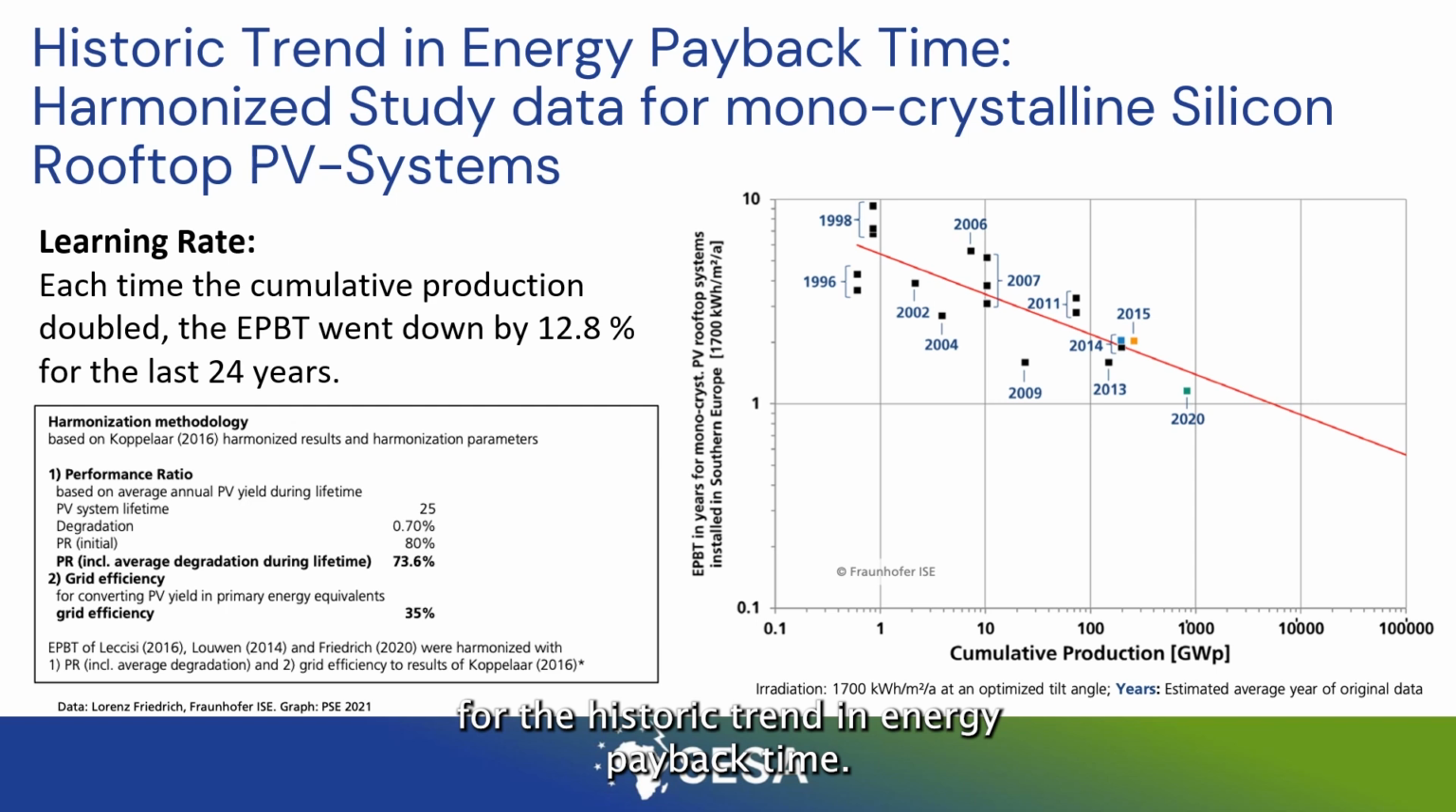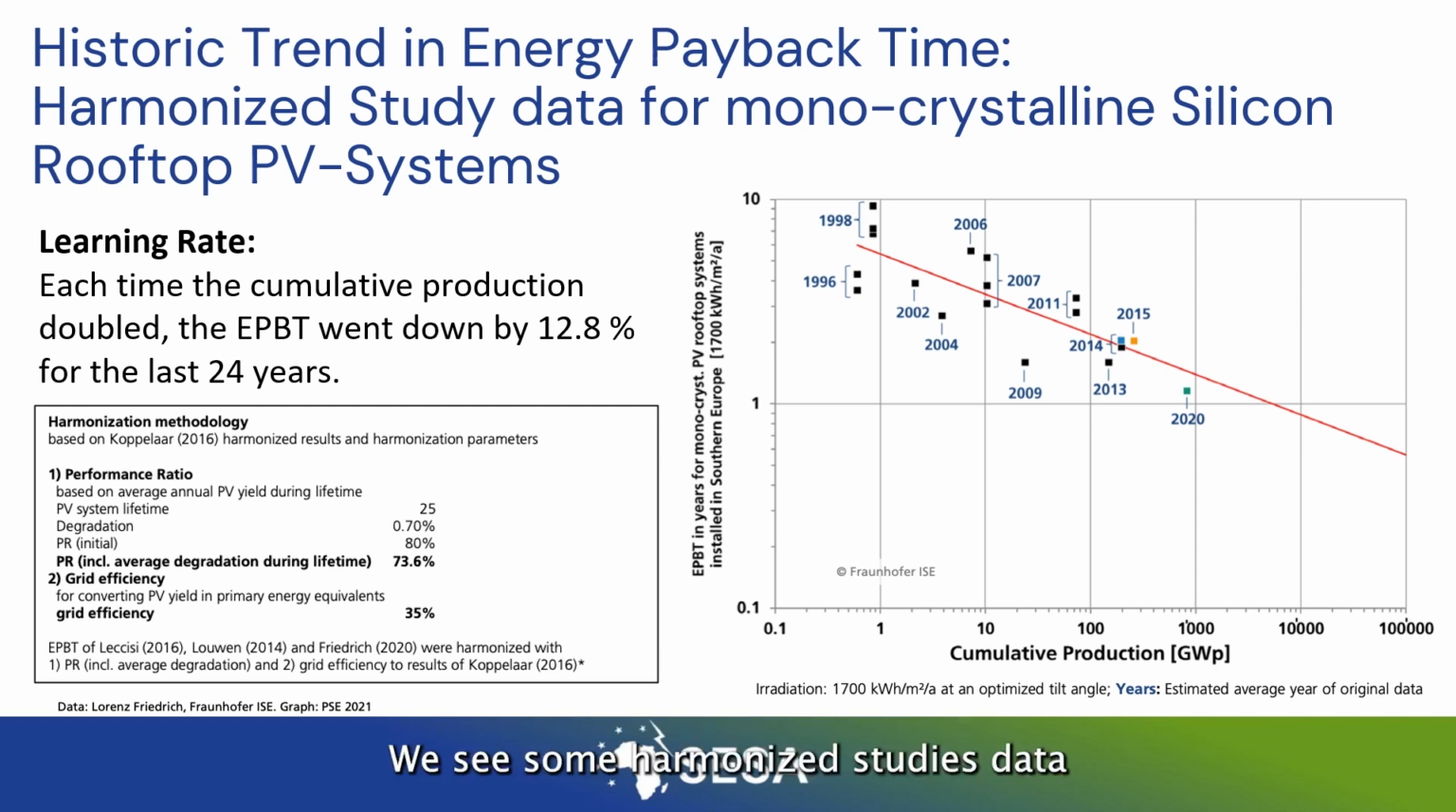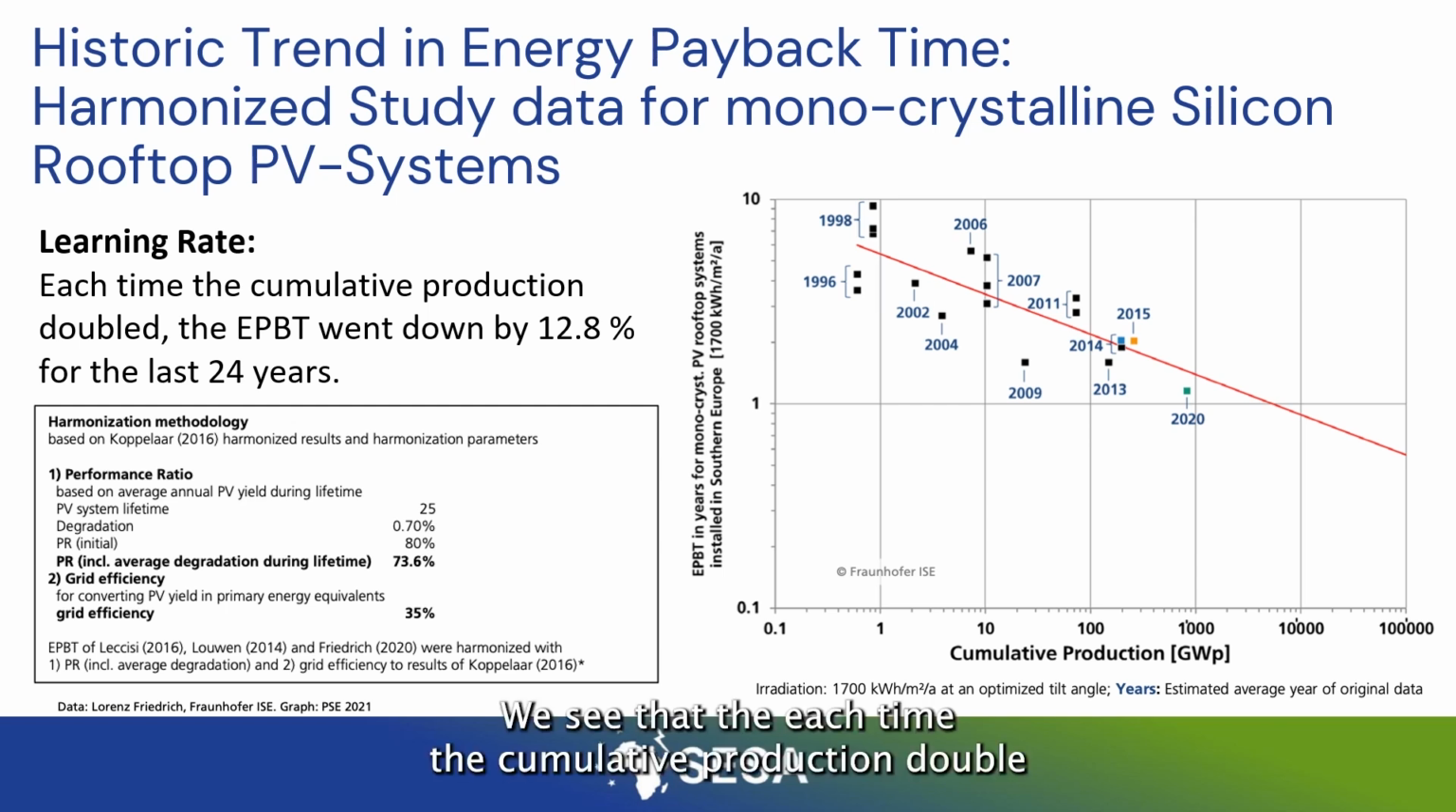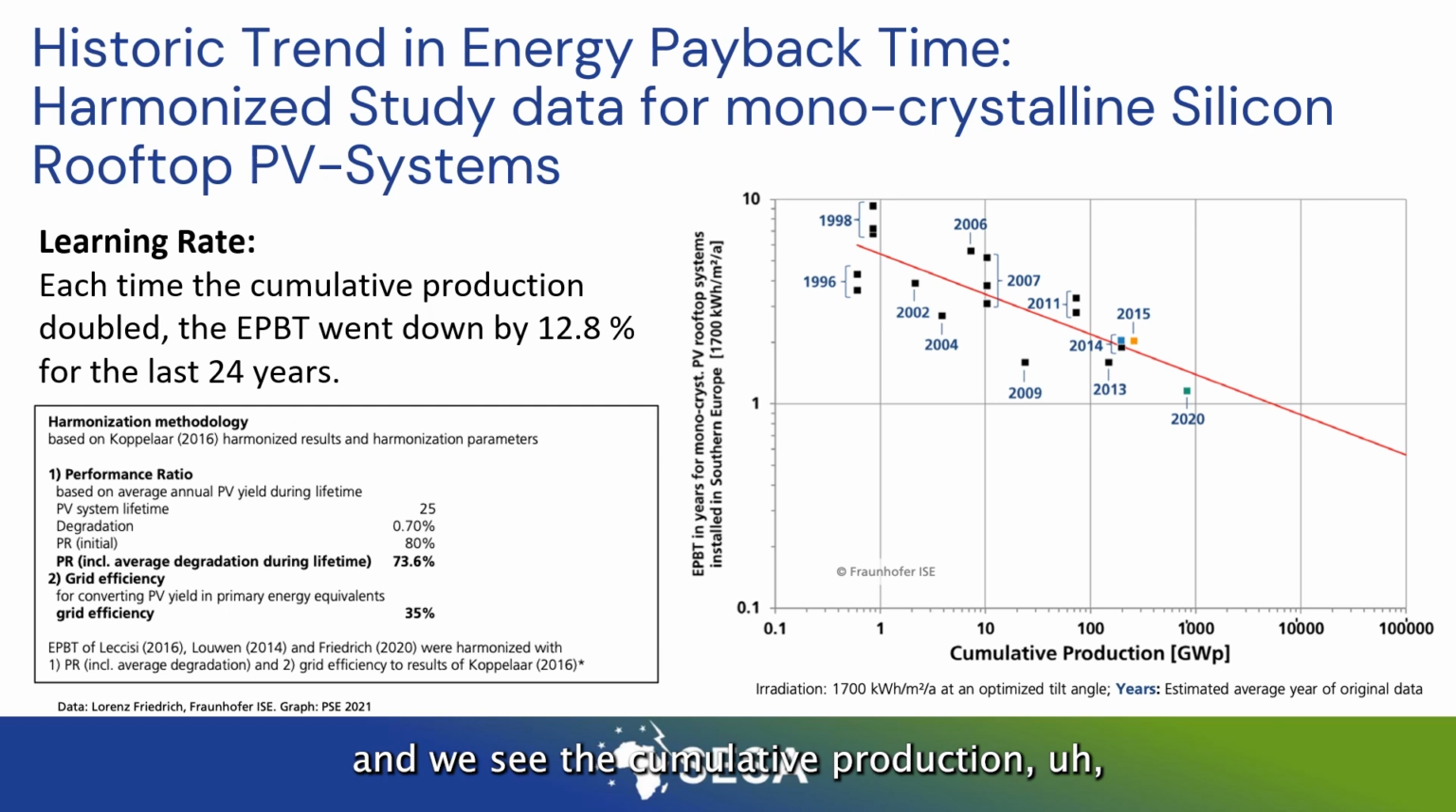For the historic trend in energy payback time, we see some harmonized study data for monocrystalline silicon rooftop PV systems. Each time the cumulative production doubled, the EPBT went down by 12.8% over the last 24 years. And we see the cumulative production and the EPBT in years for monocrystalline PV rooftop systems.